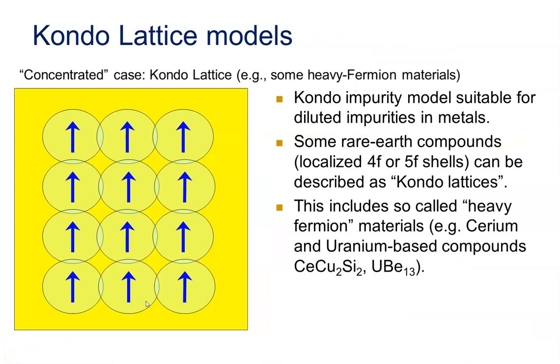Now, the model that I just described is valid for diluted impurities. That means that the magnetic impurities are far from each other. Now, if they are close to each other and actually forming a periodic structure coupled to these metallic electrons, then we have a slightly different problem, which I'm not going to concentrate on in this lecture.